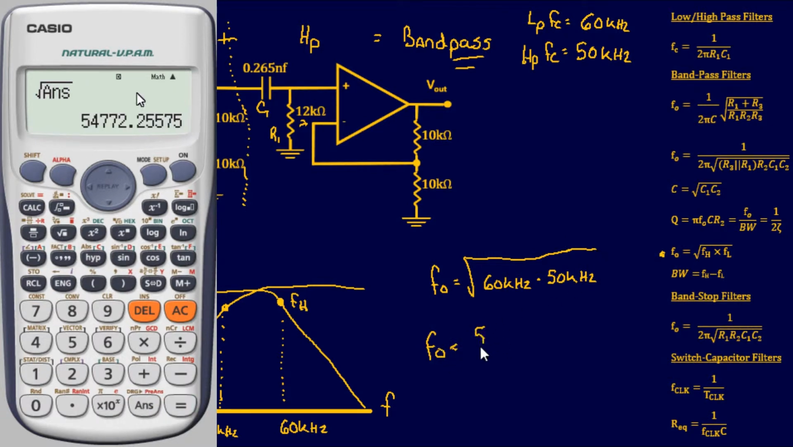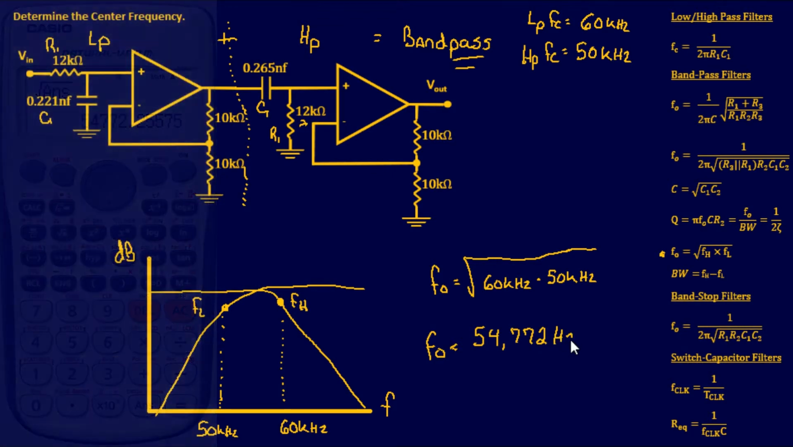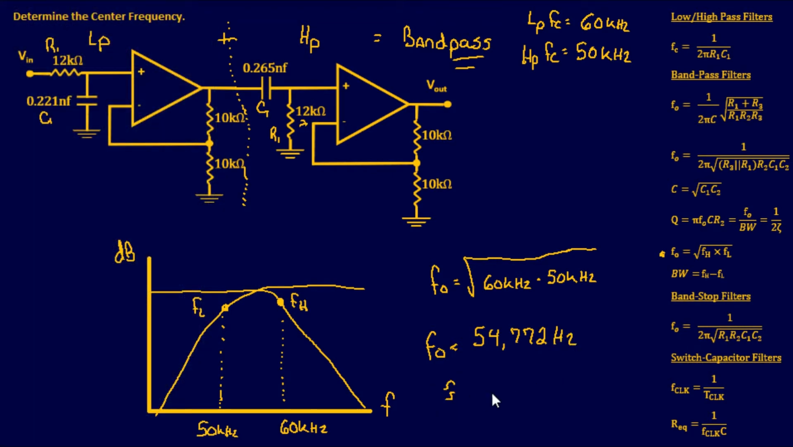It's going to give us a final answer of 54,772 hertz. Or we can just round and say it's approximately 54.8 kilohertz. And right there we found our center frequency for these two cascading filters. All right, so that was a pretty easy one to get our feet wet with.